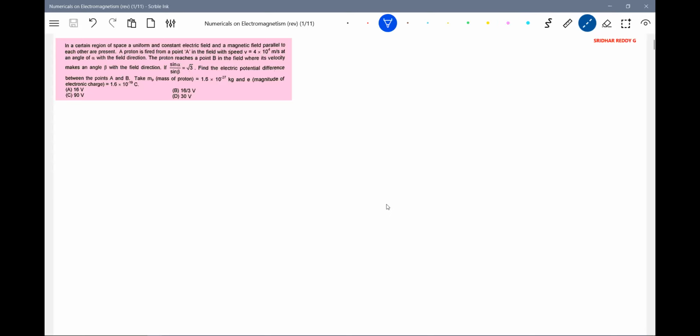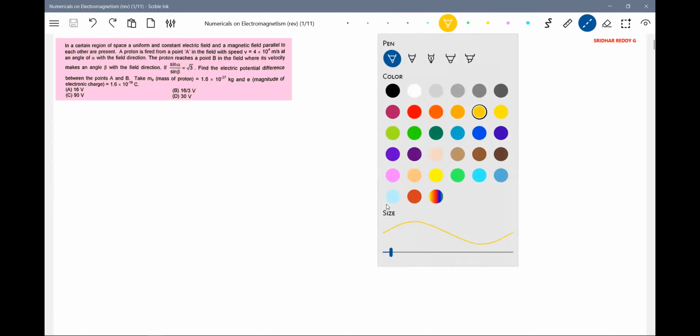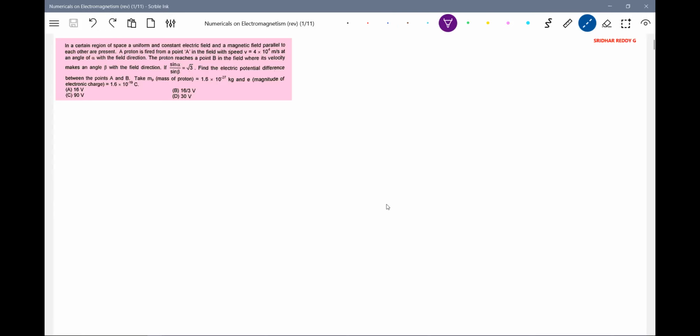In a certain region of space, a uniform and constant electric field and magnetic field, parallel to each other, are present. I don't know the direction, so I will take them to be like this. Okay, we'll start like this. A proton is fired from a point A. So these are the points.